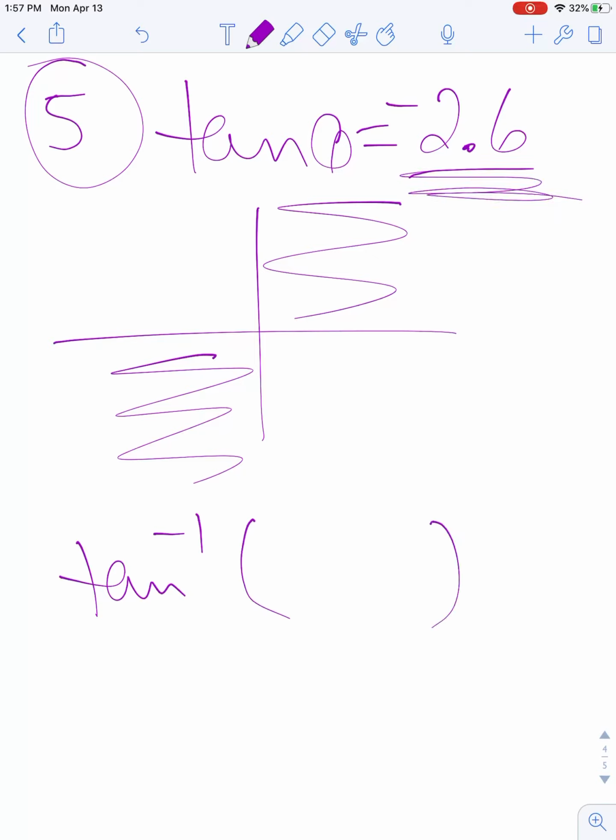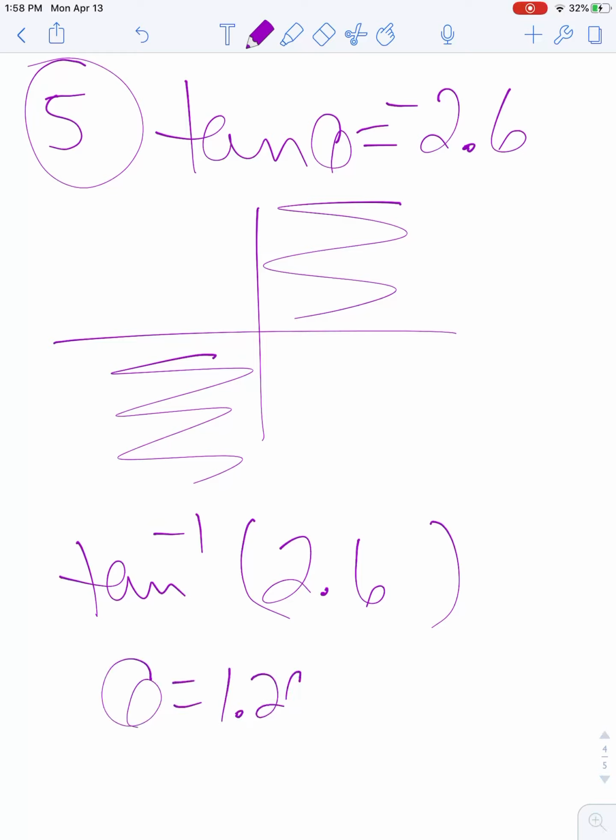Do I need to do the reciprocal of this? No, I don't, because I have a tangent button. I'm going to do inverse tangent of 2.6 on my calculator. I get 1.203, and so on. Is that an answer? No, it is not. That's my first quadrant answer. I don't want to be in the first quadrant. I want to be in the second and the fourth. So I'm going to store that in for x.